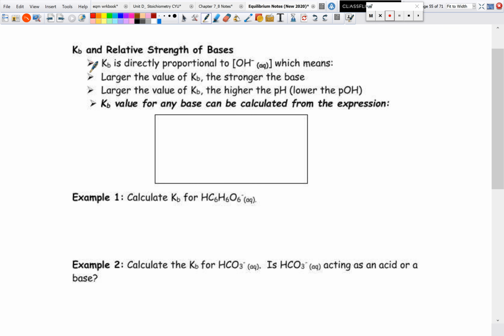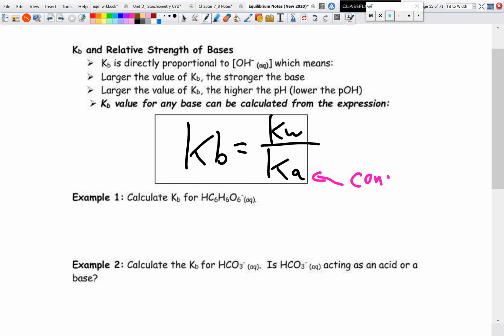We can use this whole idea of Kb, and of course it's the same thing as when we looked at Ka, the ionization constant for the acid. That means the bigger the value, the stronger the base, and the higher the pH or lower the pOH. And the main take-home is that the whole reason we did that thought process is because we want an expression to figure out what Kb is. Well, we rearranged the equation on the previous page and we get this. But we have to make sure the Ka is for the conjugate acid to the base.